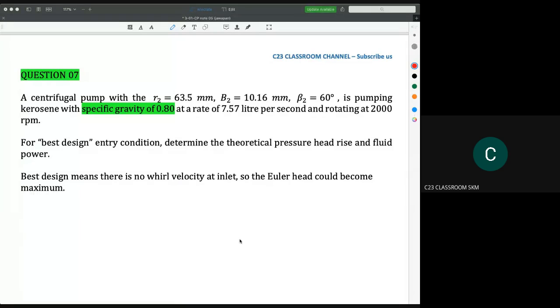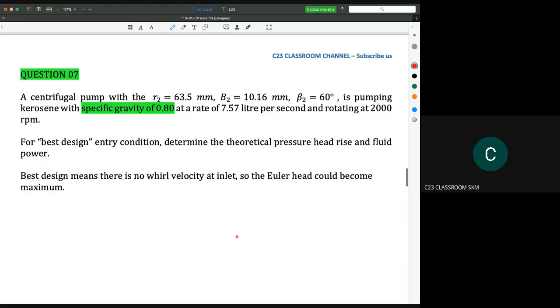Question number 7. A centrifugal pump with R equal to 63.5 millimeters, B2 mean the width of the blade is 10.16 millimeters, Beta 2 is 60 degrees, is pumping kerosene with specific gravity of 0.8.